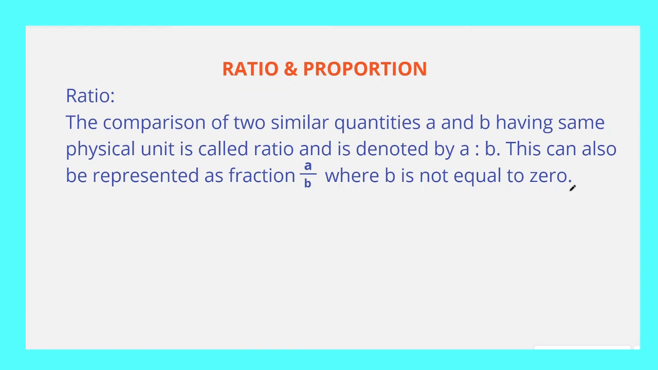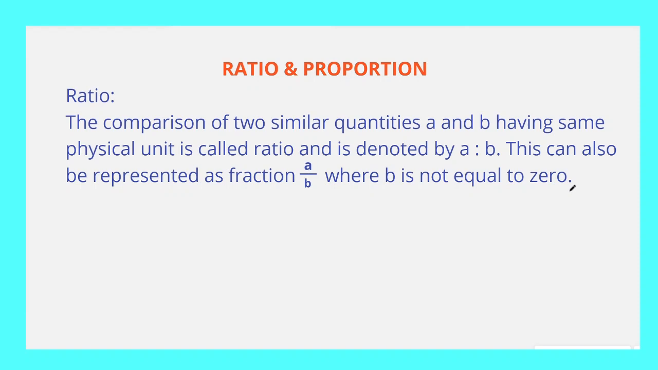If you are comparing length, then both A and B should have the same physical unit. Like if it is meters, then both should be in meters. If it is yards, both should be in yards. If it is in kilometers, both should be in kilometers. If it is in miles, then both should be in miles. Similarly, if it is mass, then both A and B should have the same physical unit. If it is kg, then both should be in kgs. If it is in pounds, both should be in pounds. If it is in tons, both should be in tons.